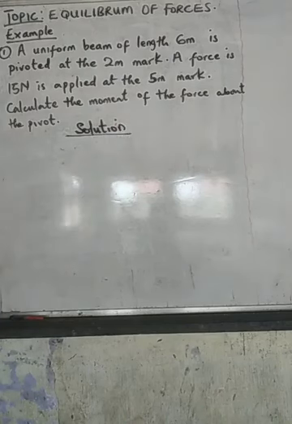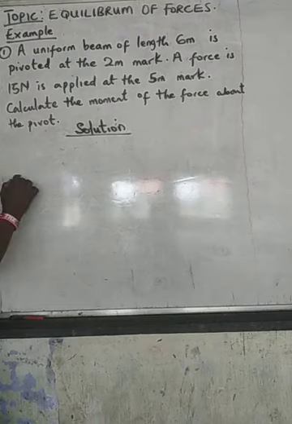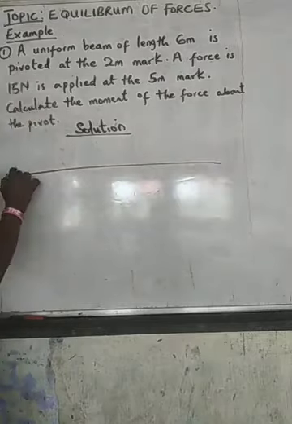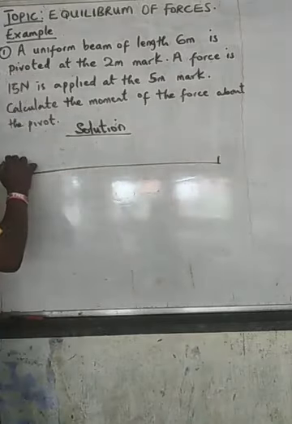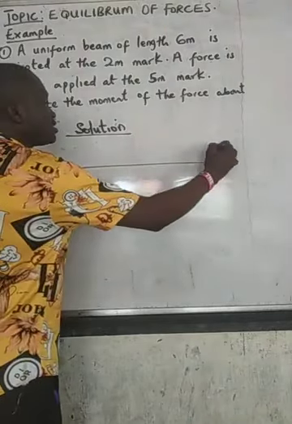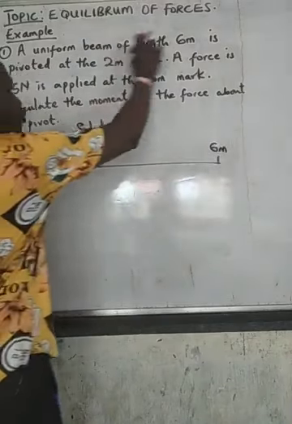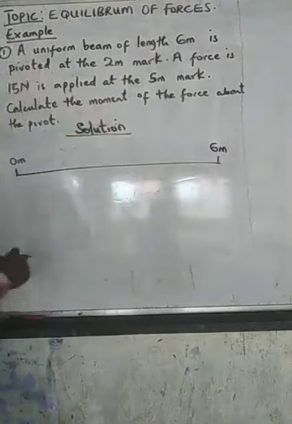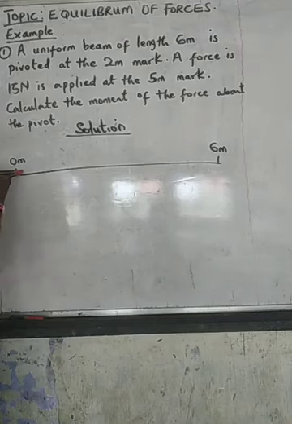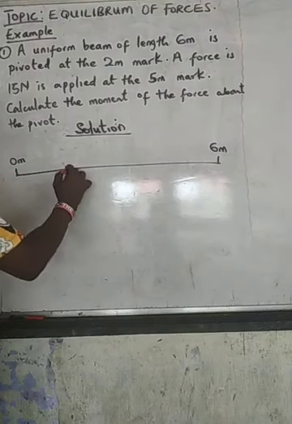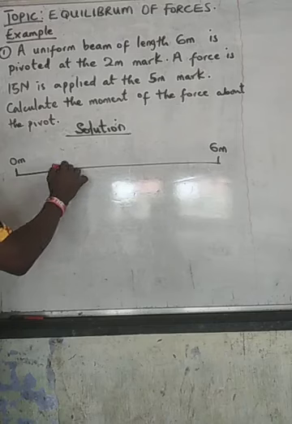Now, anytime we hear the word uniform, it means the beam is completely measured. The beam is free of deformities. That's what it means. Now, the length of the beam from here to this place is what? From 0 meters to what? 6 meters, according to the question. It's pivoted at 2 meters. Now, we all know that 2 meters is after 0, but it's not up to 6. Now, it is pivoted at where?